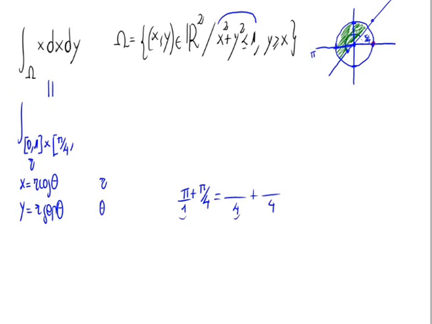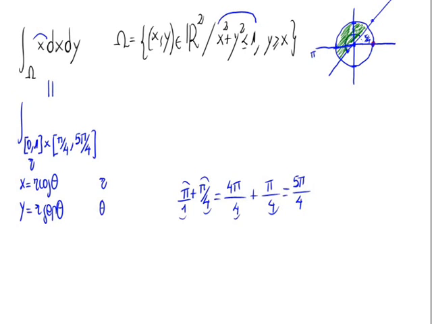Calculating this, we would have 4 pi quarters divided by 4 plus pi quarters. That would be equal to 5 times pi divided by 4. So the argument goes from pi quarters till 5 pi divided by 4.